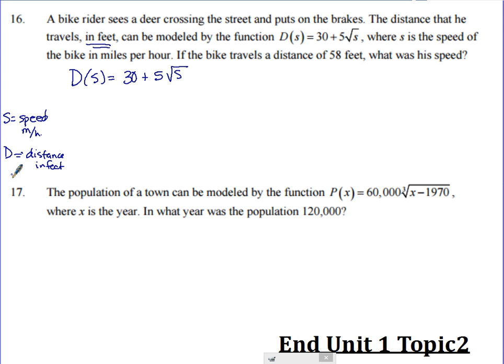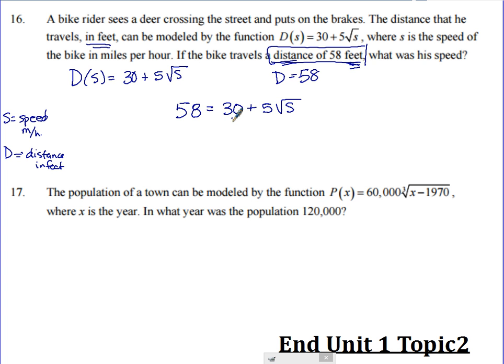Then it asks us if the bike travels a distance of 58. This is really important. We need to know what variable 58 is. Is 58 the speed or distance? It says distance, but we can also look at the units. 58 feet, so I know that's my distance. What is his speed? So we're going to plug in 58 here and solve.